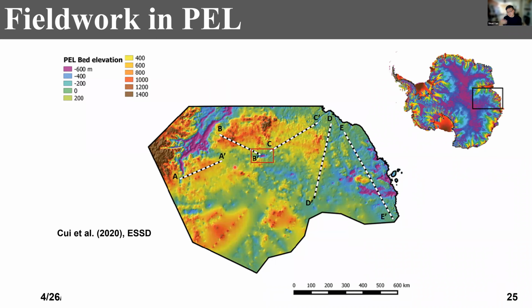And there have already been a few papers that came out from this work. Here is a new basal topography map of PEL published by Cui et al. in 2020. So now we fill in the biggest gap of our previous database. This new work is going into the next version of BedMap, BedMap 3, to which our group at UTIG is a very active contributor as well. My thesis focuses on using this new dataset to study the hydraulic condition beneath the ice sheet.